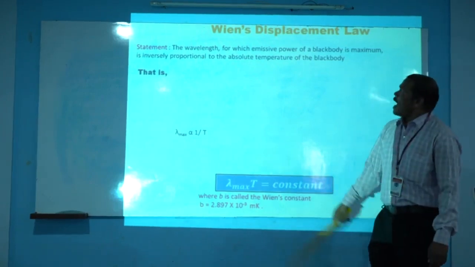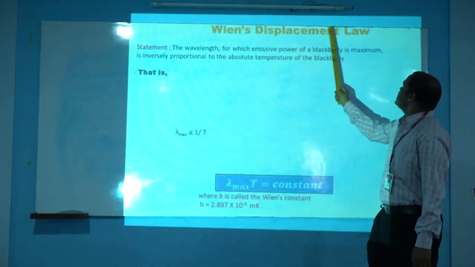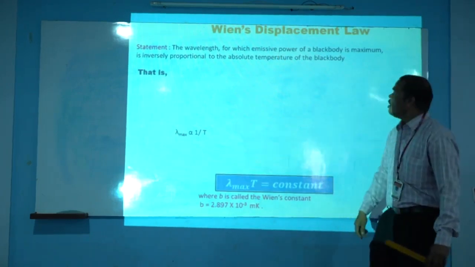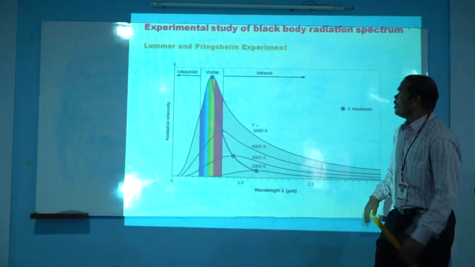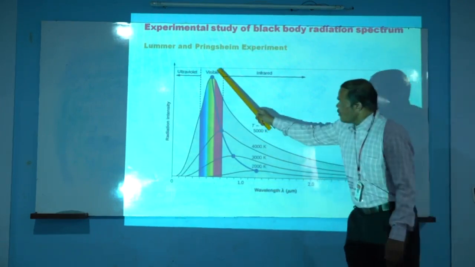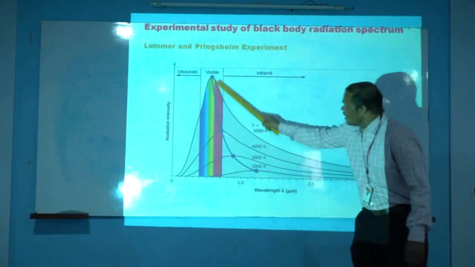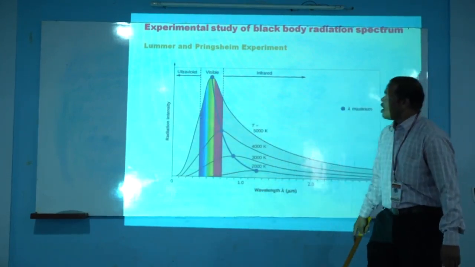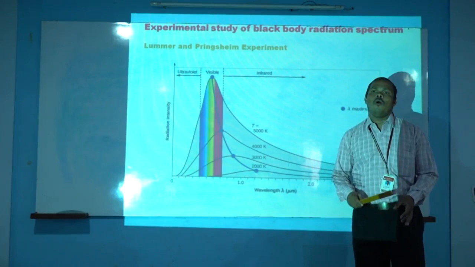Then from the black body radiation we state the law called Wien's displacement law. Why is the law called Wien's displacement law? Because from the graph we know that as temperature changes, the peak of E lambda versus wavelength is shifted towards the smaller wavelength side, and that is why the law is called Wien's displacement law.